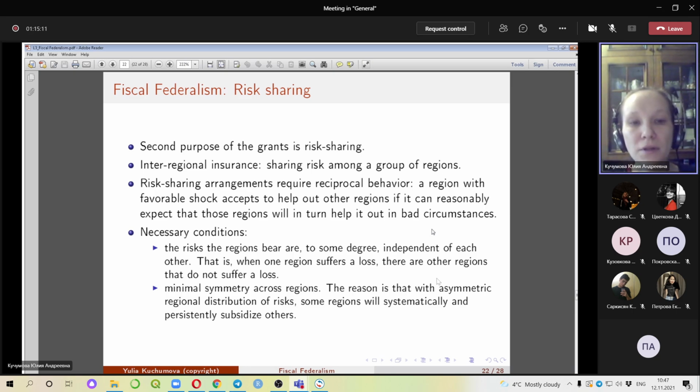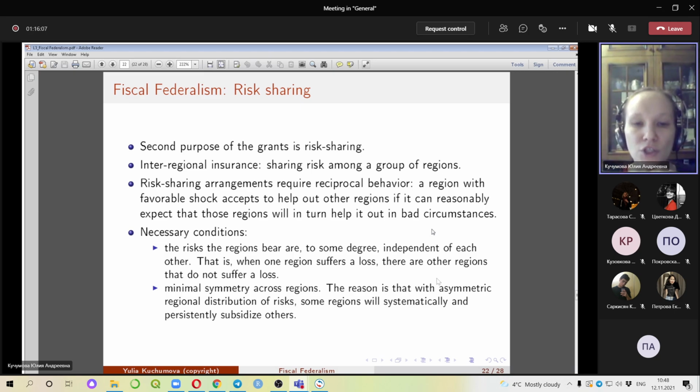The story is usually more complex. In real life, there are several regions involved in risk sharing, and approximately the necessary conditions for this arrangement can be said as follows: the risks the regions bear should, to some degree, be independent of each other. That is, when one region suffers a loss, there are other regions that do not suffer a loss. Because if the risks are dependent, like in a national crisis where all the regions suffer loss at the same time, not much can be done by risk sharing redistribution between the regions.